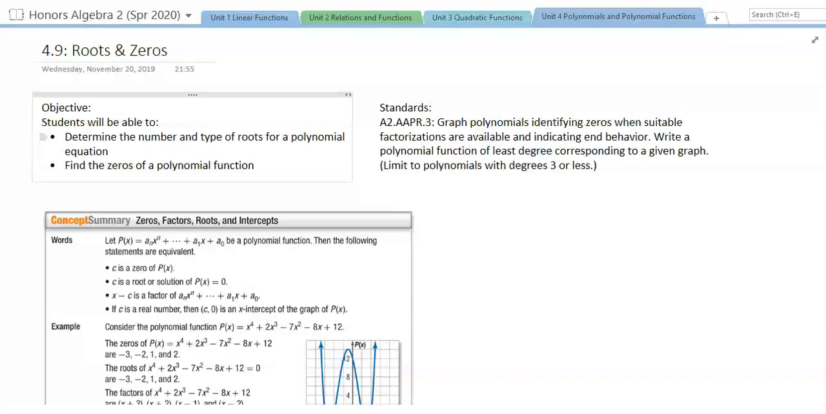Hey there, we're going to look at 4.9 today on roots and zeros. This is the last section of chapter 4, and so the plan will be that tomorrow, Friday, we'll have a quiz on 4.6 and 4.9, and then after the wave week, we'll look at the test for chapter 4. But let's look at what we're dealing with today.